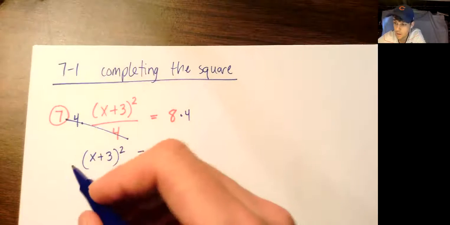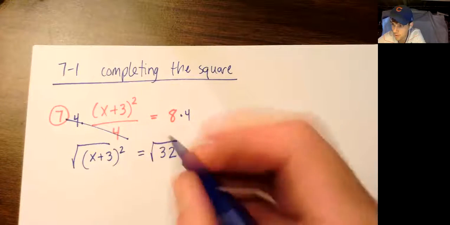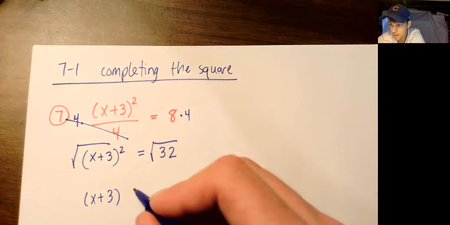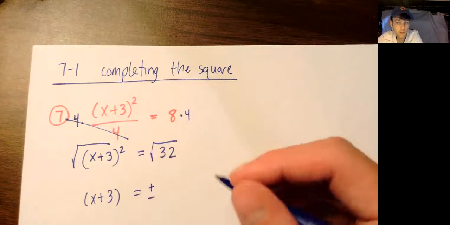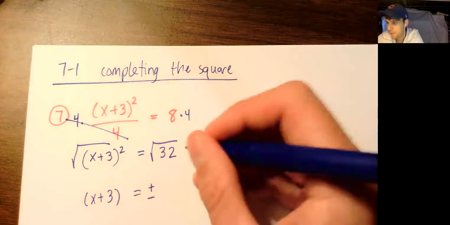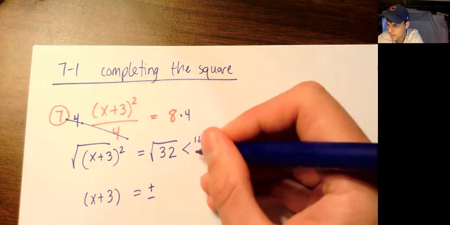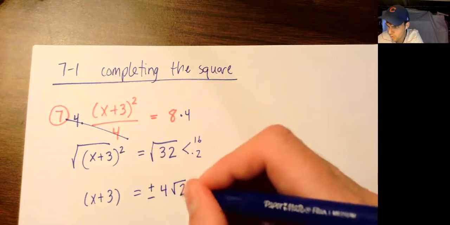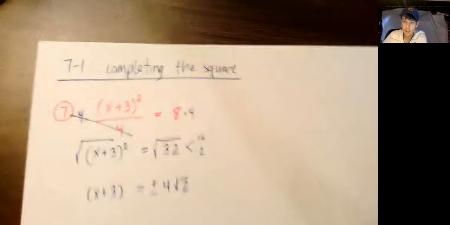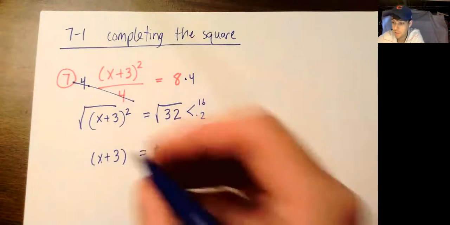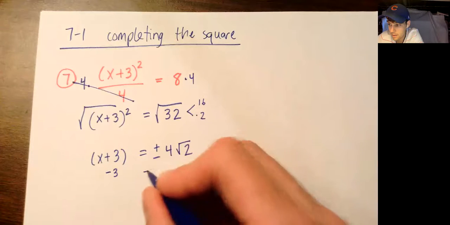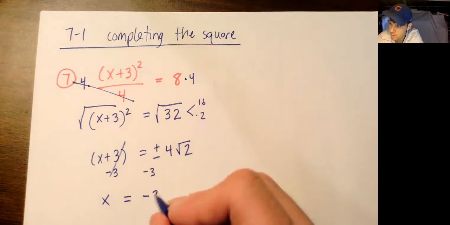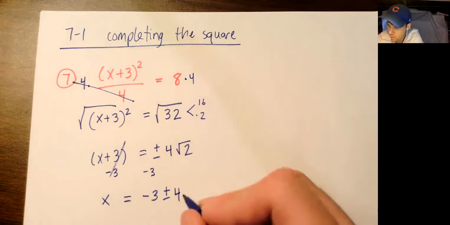Now, to get rid of the squared, I'm going to use square root. So that is going to be x plus 3 is equal to plus or minus the square root of 32. Let's see, 32 is going to be 16 times 2. So that's 4 root 2. And to get the x all by itself now, we are going to subtract 3 on both sides. So we end up with x is equal to negative 3 plus or minus 4 root 2.